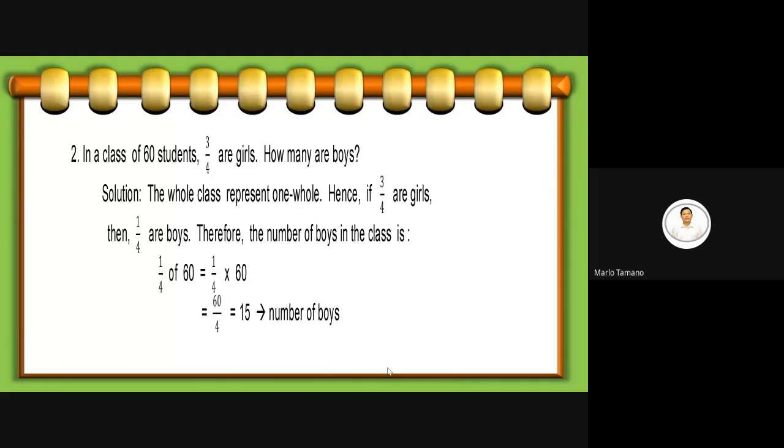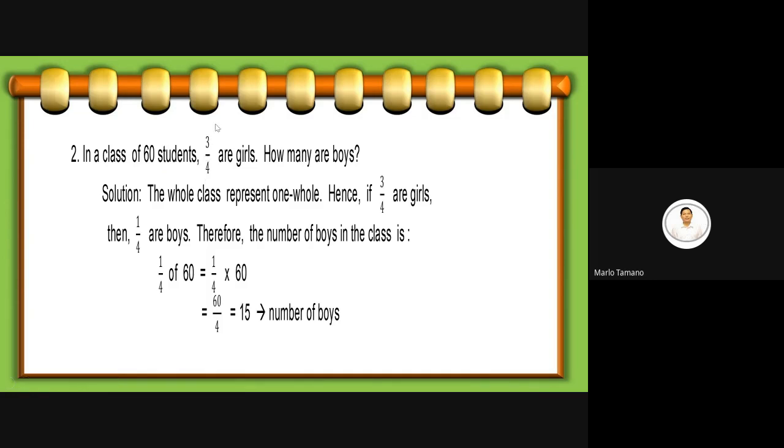So, in a class of 60 students, 3/4 are girls. How many are boys? Kunyari sa klase ninyo, 60 kayo, 3/4 nung 60 ay mga babae. Ilan ngayon ang lalaki? Ang hirap naman. So, ang solution natin dyan, para malaman natin kung ilan ang boys, yung fraction muna ang alamin natin.